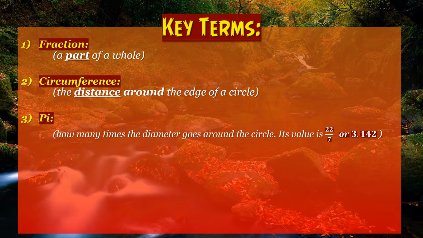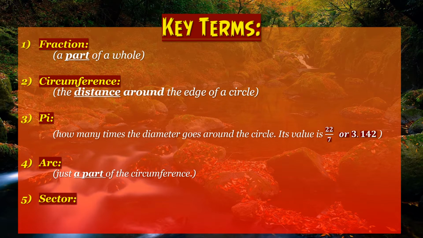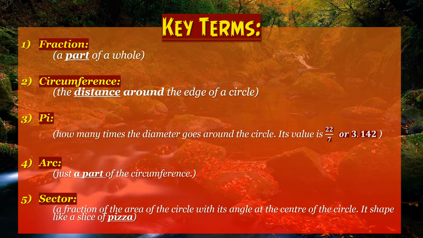It's the total distance around the edge of the circle. Then pi. Pi is the number of times that the diameter can go around the circle. Its value as a fraction is 22/7, and as a decimal it's 3.142. The arc. The arc is just a fraction of the circumference, really just a part of it. So it's a little curve. The small curve is called the minor arc, and the large curve is called the major arc.